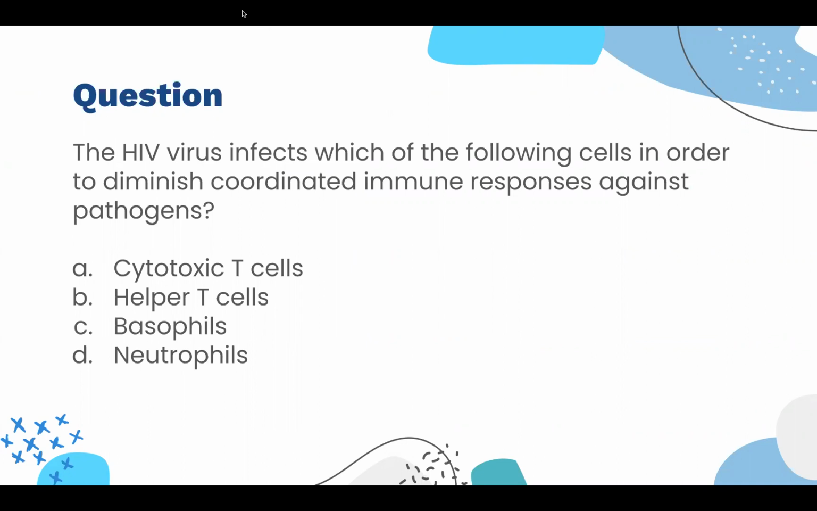Yeah, why do you say B? So I just know that from previous knowledge, but also the question says coordinated immune responses, and that's what helper T cells do to stimulate a coordinated immune response. Yes, exactly.